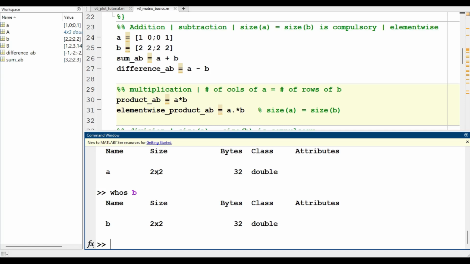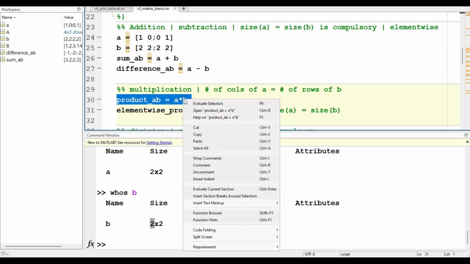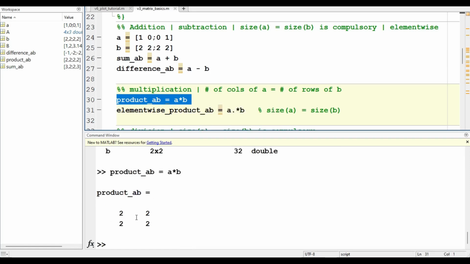So 2 cross 2 means first row times column, row times column. That means matrix A has 2 rows and 2 columns. Similarly, matrix B has 2 rows and 2 columns. So for the product, the condition is that the number of columns of A should be equal to the number of rows of B. The number of columns of A is 2 and the number of rows of B is 2. So the condition is satisfied. Therefore, when the multiplication is performed, it will give us the result. So this is what the result is.